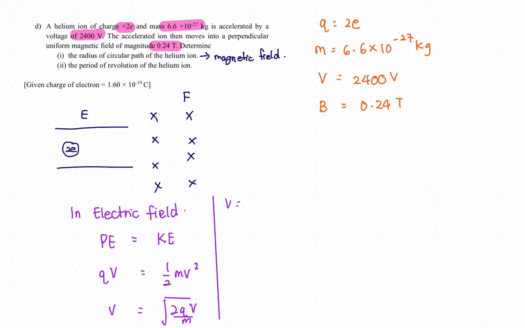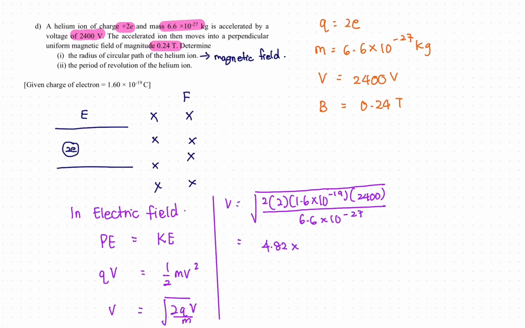Then I put all the values in. The charge is 2e, so 2 times 1.6 times 10 to the power negative 19, times the potential difference 2400, over the mass 6.6 times 10 to the power negative 27. Then you're going to get the answer of 4.82 times 10 to the power 5 meters per second.